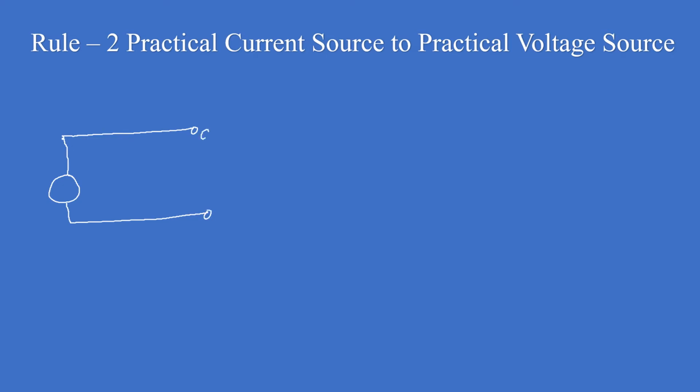So I have mentioned here two terminals, A and B, and this is the value of resistance R. In the case of the current source, it is connected in parallel. So this is I. Now I want to convert this into its equivalent practical voltage source. So now the resistance will come in series.